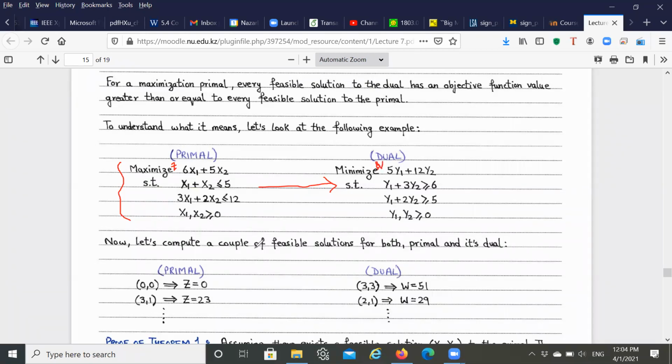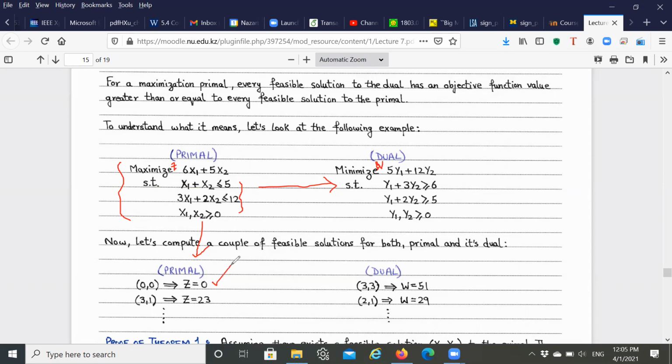All right. Now, what we want to do is plug in different values for the primal. Let's look at the primal first. We want to find different values for x1 and x2 such that these two constraints are satisfied. I have taken 0, 0. If you plug into these constraints, you would see that 0 is less than or equal to 5, and obviously 0 is less than or equal to 12, and so it gives us an objective value of z equal to 0.